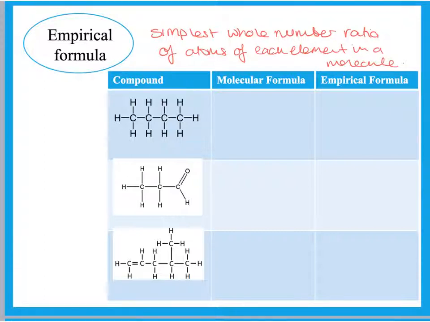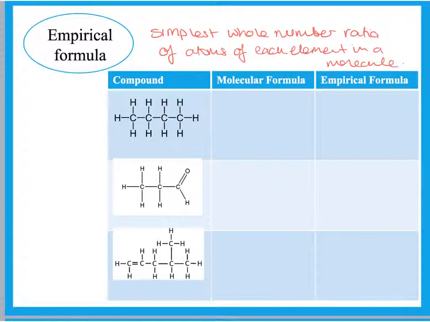Okay, so it's simplifying it down. If you've got 10 hydrogens to every 2 carbons, you could simplify that. You could divide both of those numbers by 2, so you could get it down to 5 hydrogens for every 1 carbon, and that's essentially all an empirical formula is.